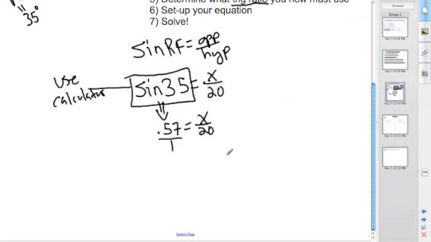Next, we have a proportion, therefore we can cross multiply. X equals 0.57 times 20. Therefore x equals 11.4.